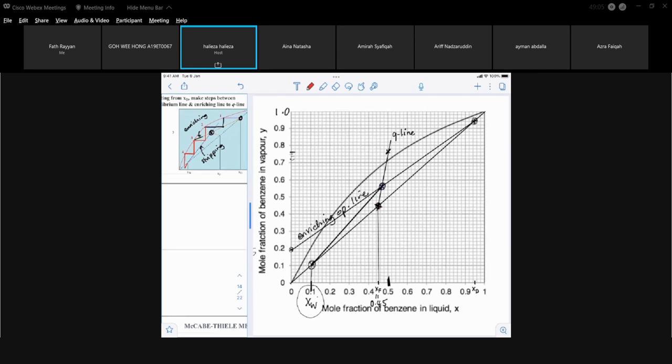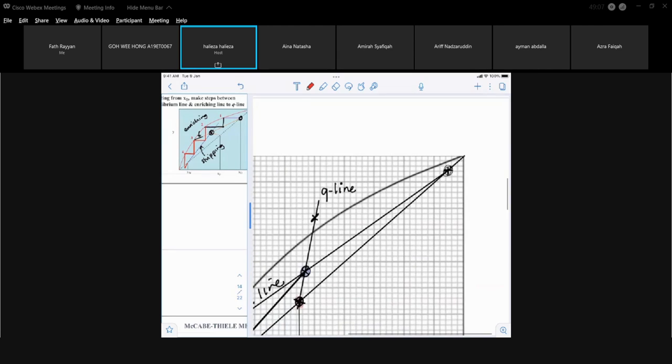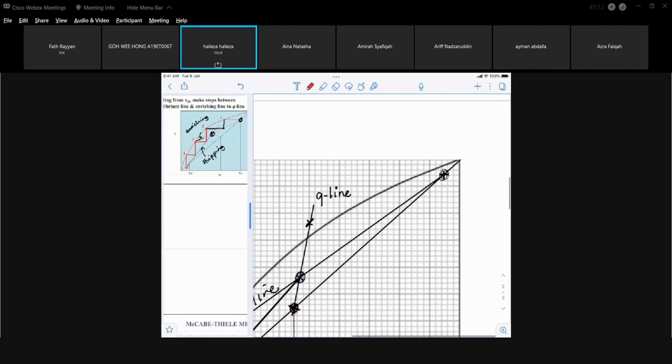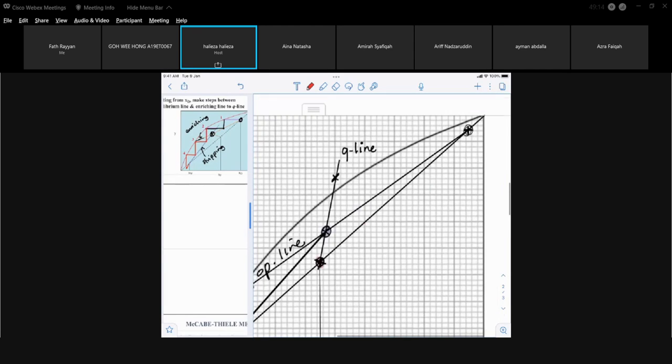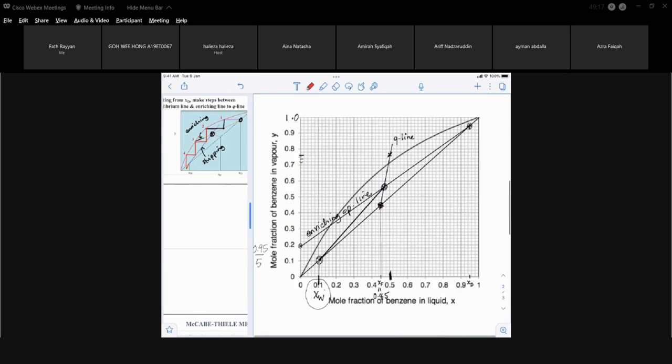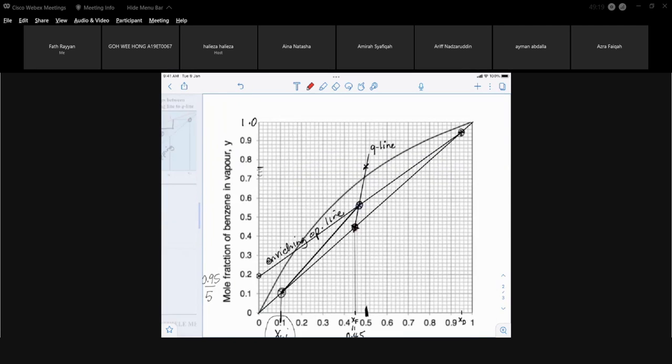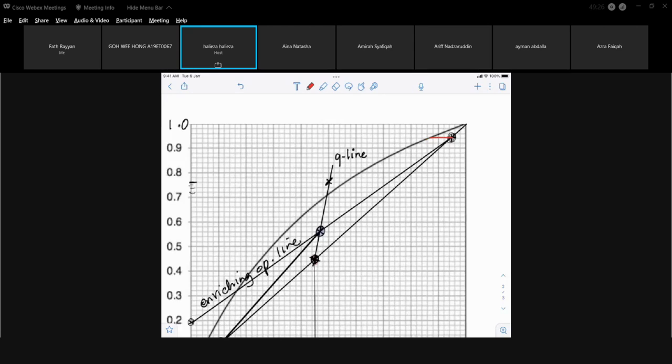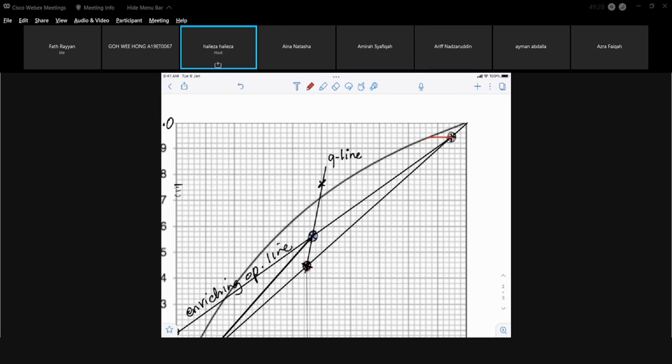Okay, so I'm going to enlarge this because I need to draw it. That's my first horizontal line. Stop when it reaches the enriching line. That's my first stage. Next, go to the equilibrium line.